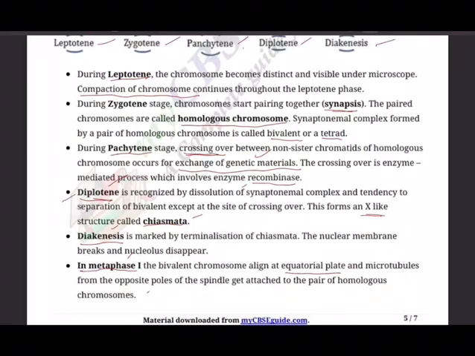And the last one, diakinesis, is marked by terminalization of chiasmata. The nuclear membrane breaks and the nucleolus disappears. In metaphase 1, as always we expect, arrangement of chromosomes at the equator and maximum condensation of chromosomes take place.